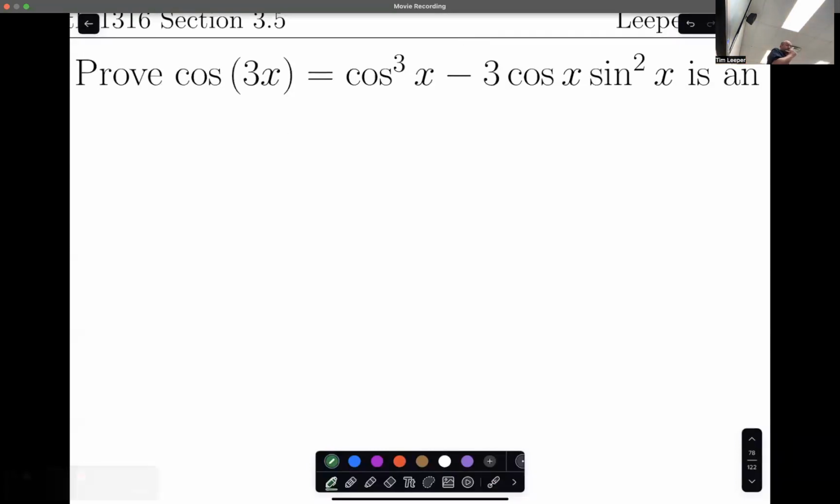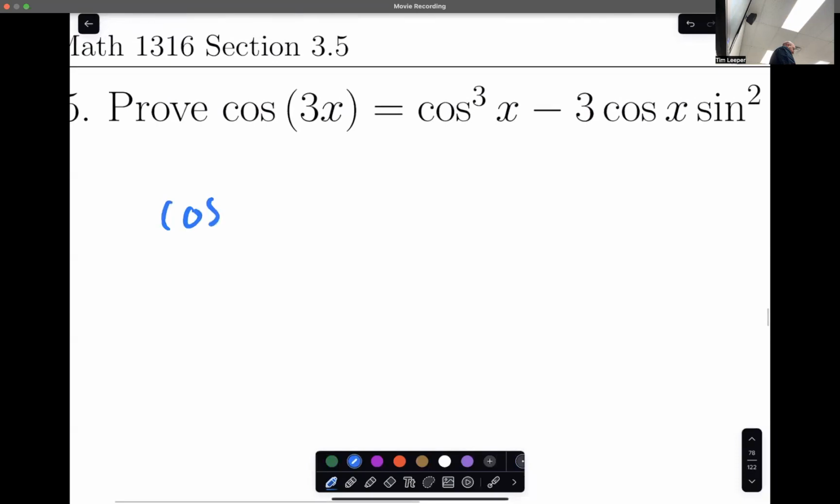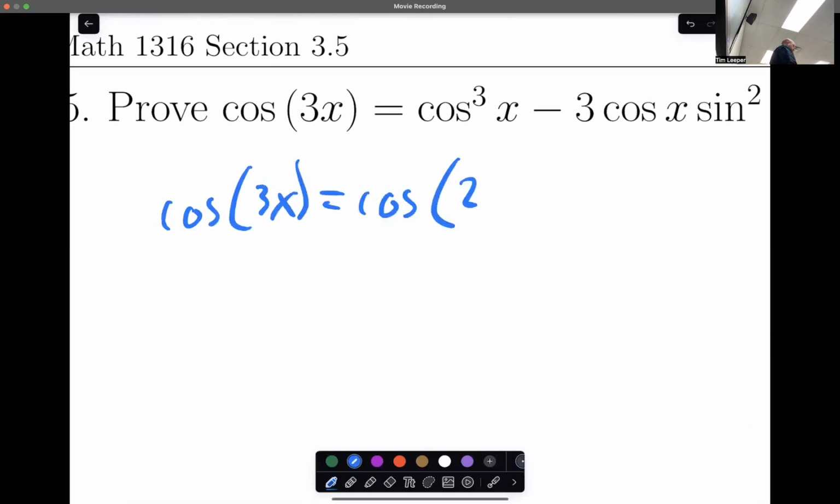Okay, so notice that this one is tricky, right? It can be interesting. We're going to begin this one the same way we did the other one, with cosine of 3x. So this is going to be cosine of 2x plus x, or x plus 2x. It really doesn't matter which one you choose.